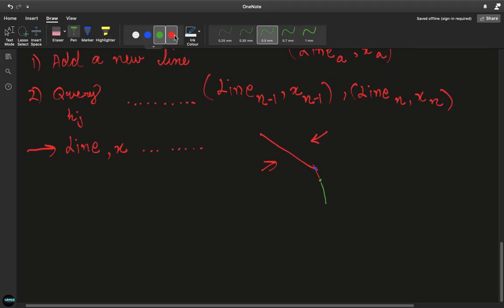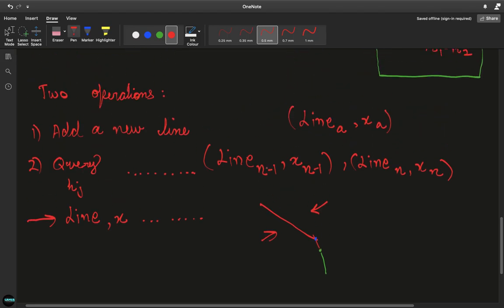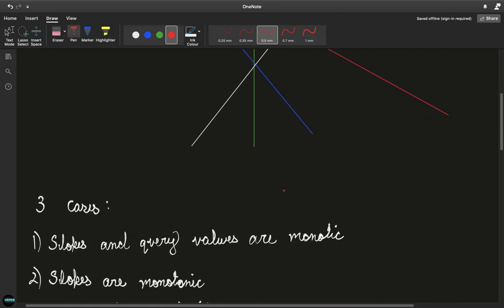Now what do you do when you want to query for some line? Like I explained earlier, since all these lines have the point at which they become useful, we've kept it in increasing order. And since our query values are monotonic, we just look at the back of this data structure and keep on removing lines until we find the x value we're looking for. Okay, so that's it for the first two cases.